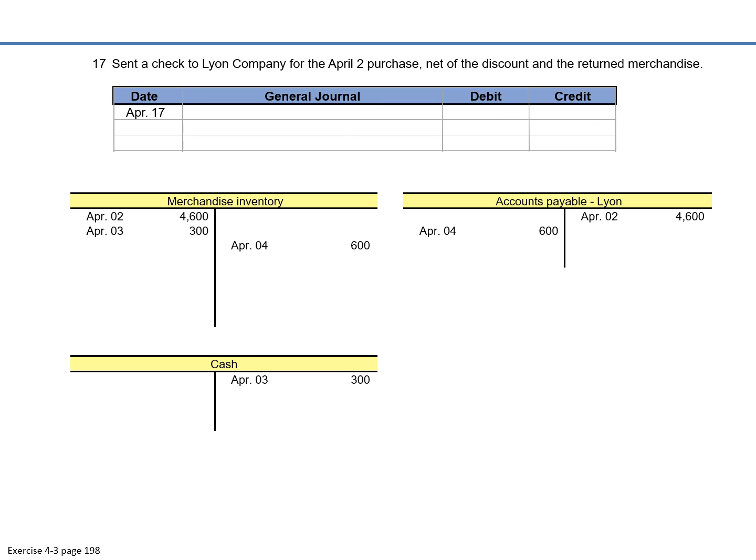Then in the next transaction, they sent a check to Lion Company for the April 2nd purchase, net of the discount and the returned merchandise. So they bought the merchandise on April 2nd. They paid it on April 17th. There was a 2% discount if they paid it within 15 days. And so when we pay them, let's see, we have accounts payable of $4,600 less the $600. So we have accounts payable of $4,000. So we're going to reduce our accounts payable by $4,000.